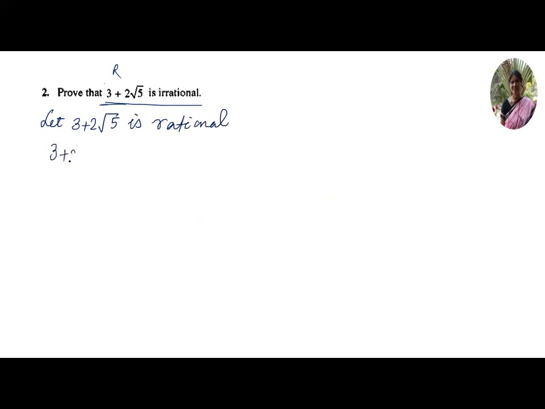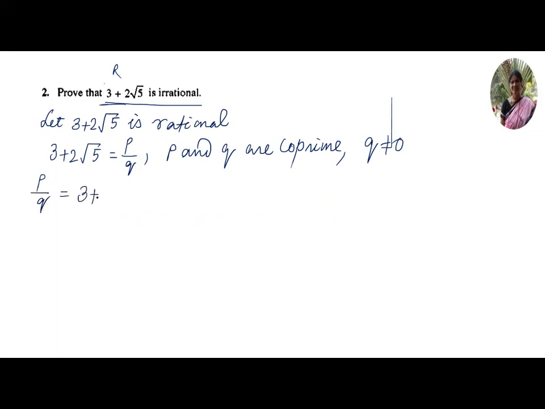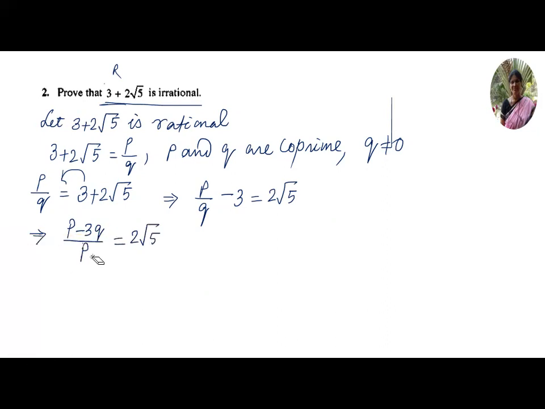Then 3 plus 2 root 5 can be written as p by q, where p and q are co-prime and q is not equal to 0. Then p by q is equal to 3 plus 2 root 5, or p by q minus 3 is 2 root 5. I shifted 3 to the left side. So what does it give you on simplification? P minus 3q by q is equal to 2 root 5. Of course this is q, this is not p. By mistake I wrote p. It will be q.